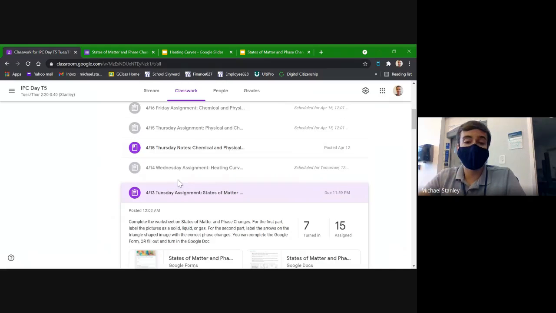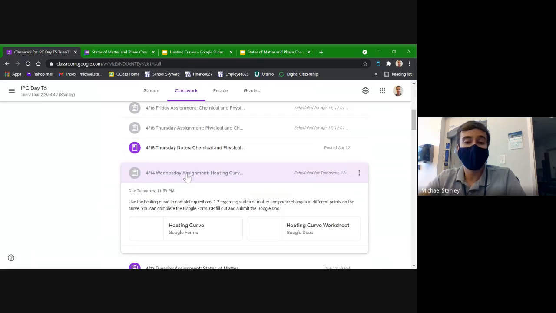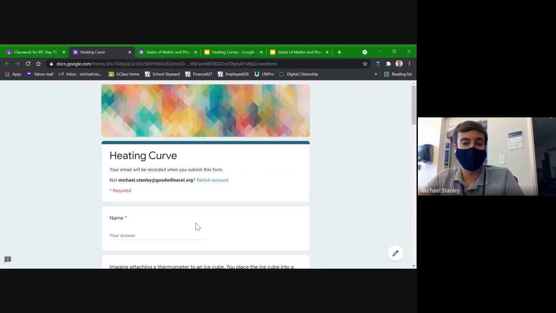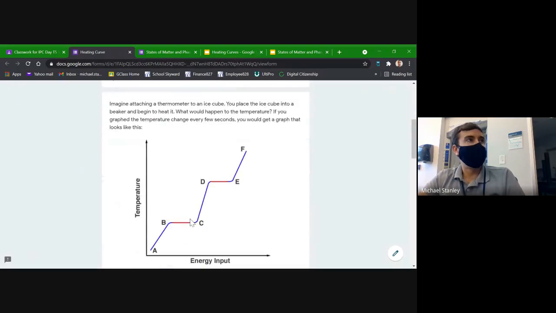And then the homework for tomorrow, your daily assignment for tomorrow, has to do with that heating curve that we were just looking at. This will be posted tomorrow morning. You'll have all day tomorrow to work on it. We have a very similar heating curve right here to the one that we were looking at earlier in the notes. This one has some different points labeled on it from A to F, and it mentions that this is an ice cube. So just like the one we looked at earlier, this is also a heating curve for water.